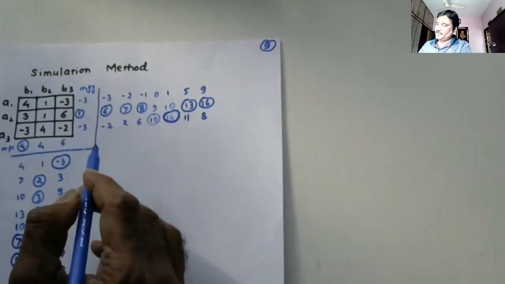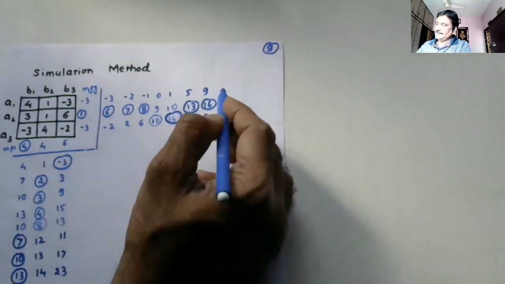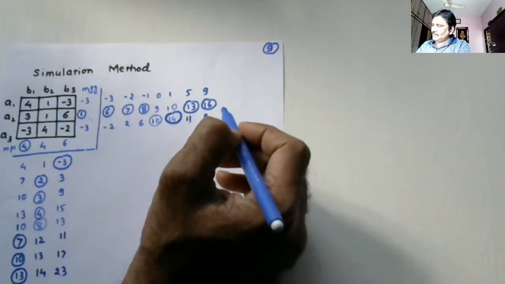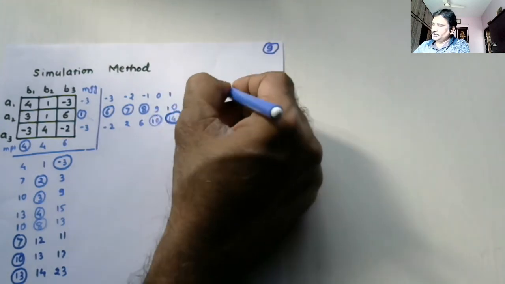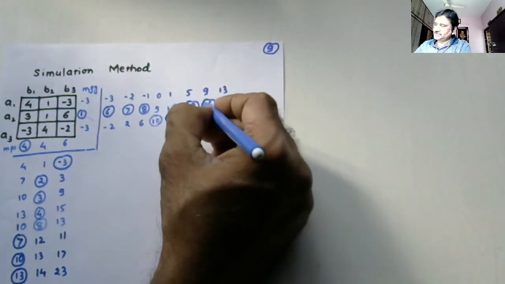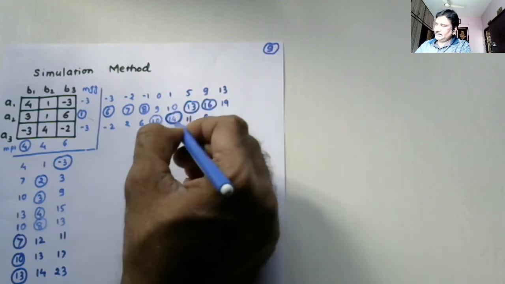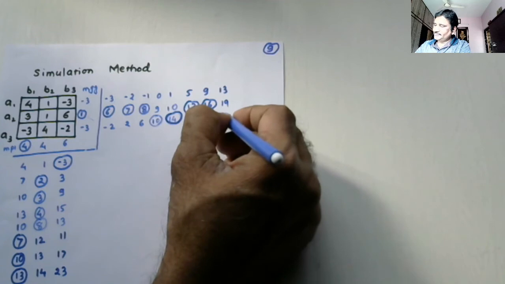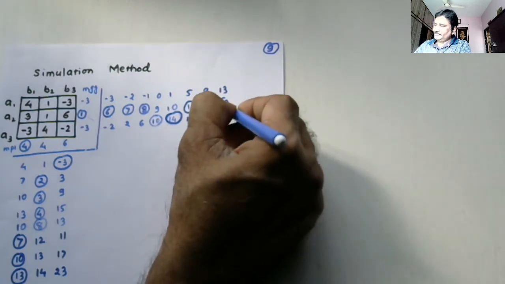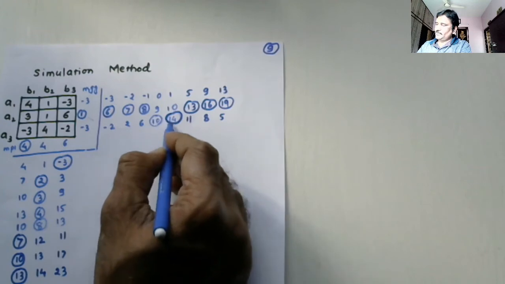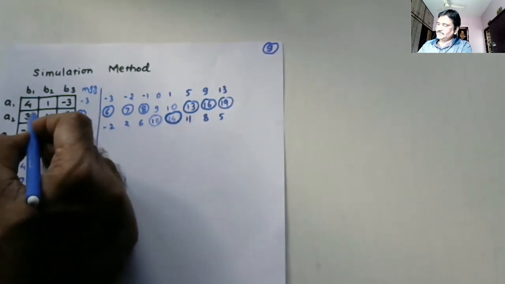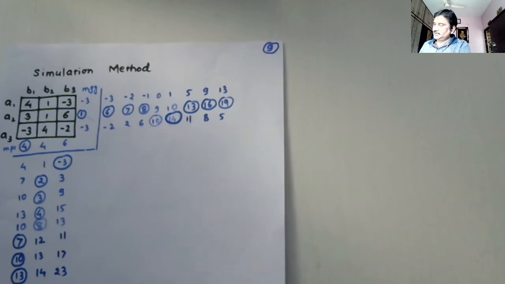Player B will be selecting to play B1, and these values will get added here. All right, 9 plus 4 is 13, then 16 plus 3 is 19, and 8 minus 3 is 5. Right, so 19 is maximum. That's the count of 1, 2, 3, 4, 5, 6, 7, 8. These values will get added here. So 13 plus 3 is 16, 14 plus 1 is 15, and 23 plus 6 is 29.